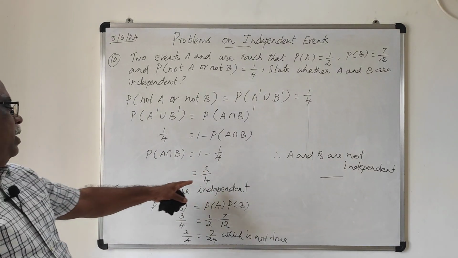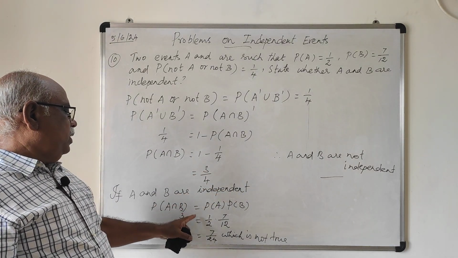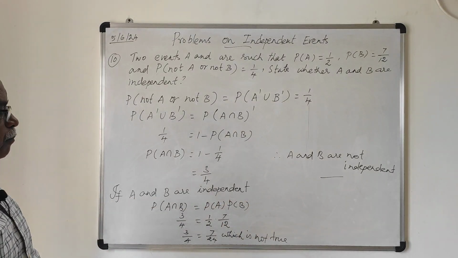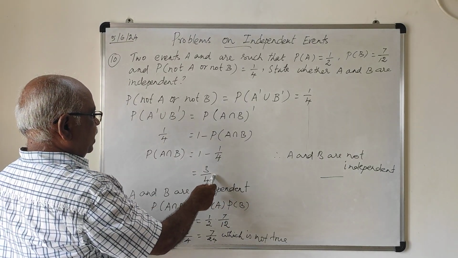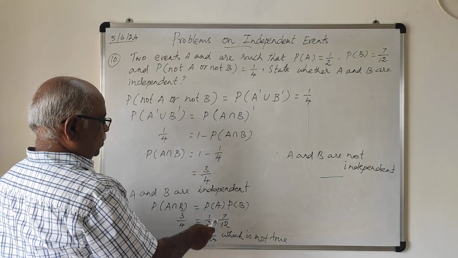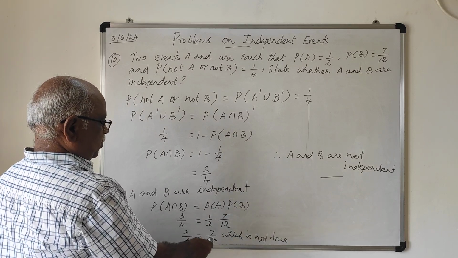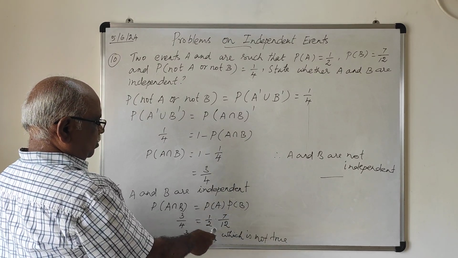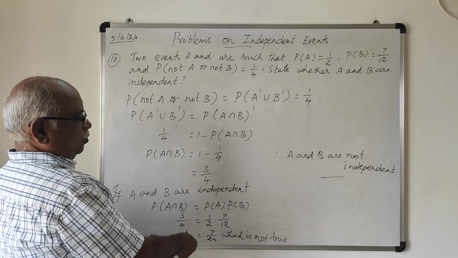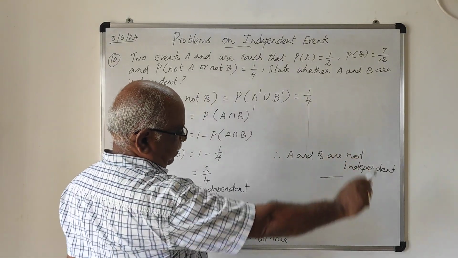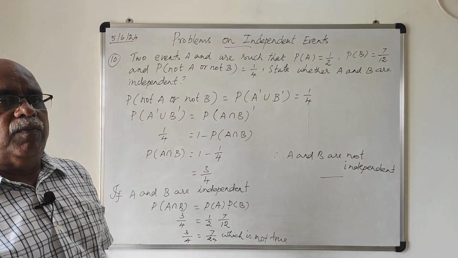If A and B are independent, we know that P of A intersection B equals P of A into P of B. P of A intersection B we derived as 3 by 4. It should be equal to P of A, 1 by 2, into 7 by 12, that is 7 by 24. 3 by 4 equal to 7 by 24 is not true. That means A and B are not independent. That's all about the problem.